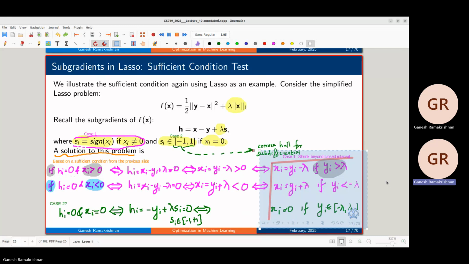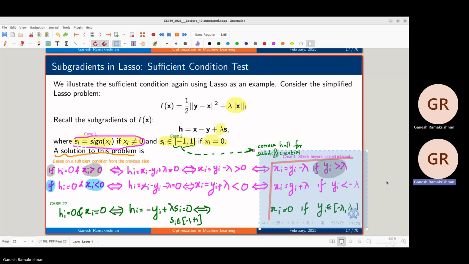Okay, so if you want to interpret it on this line, what is it saying? It's saying that between minus lambda and lambda, set it to 0. On the left hand side, you push it to 0 by adding lambda. On the right hand side, push it to 0 by subtracting lambda. This image should be good enough.